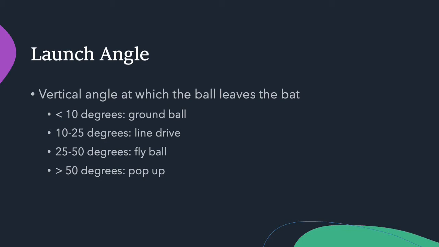Next, let's take a look at launch angle, which is the vertical angle at which the ball leaves the bat. Using launch angle, we can categorize the type of hit. For example, anything less than 10 degrees is classified as a ground ball. Between 10 and 25 degrees is classified as a line drive. Between 25 and 50 degrees is classified as a fly ball. And anything over 50 degrees is classified as a pop-up.